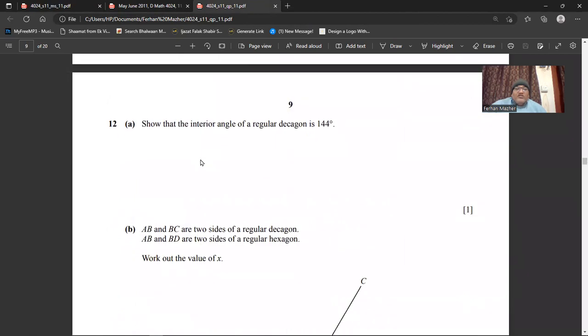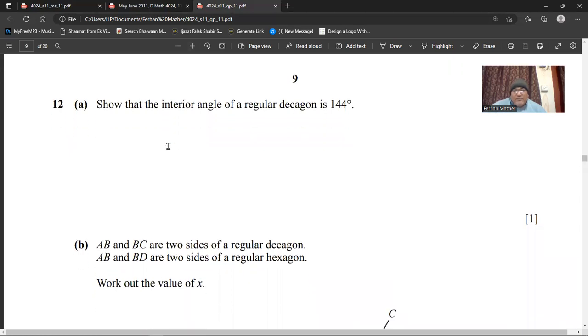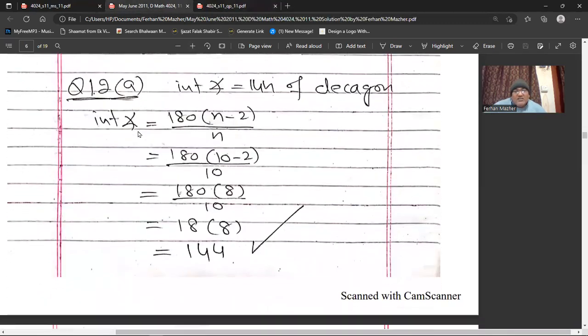Okay, so we are going to the next question. The next question on your screen is question number 12, A part. Show that the interior angle of a regular decagon is 144. A decagon is a polygon which has 10 sides. So we have to show that the internal angle of a decagon is equal to 144.